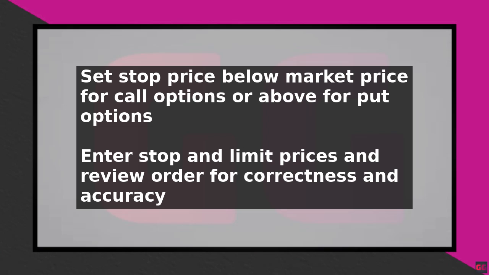Once you have entered your stop and limit prices, review your order to ensure everything is correct. Make sure you have selected the correct options contract, quantity, and order type. Also, double-check that your stop and limit prices are set correctly. Finally, click on the Confirm button to submit your stop limit order. Your order will be triggered when the stop price is reached, and the sale will be executed at the limit price or better.